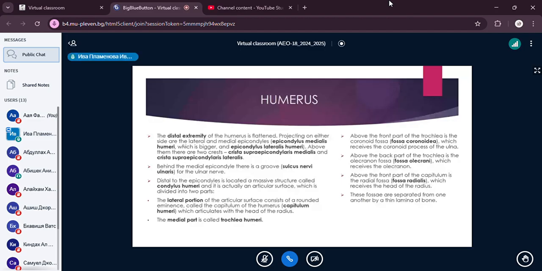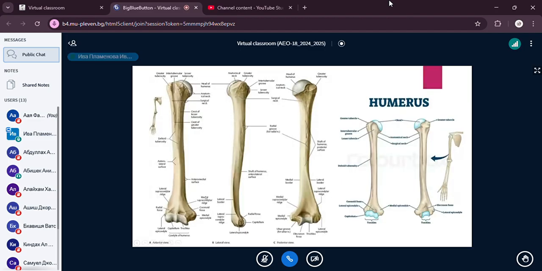Let's see these things. So here, that's the distal part. We can find here two epicondyles. Lateral epicondyle, which is smaller, medial epicondyle, which is bigger.